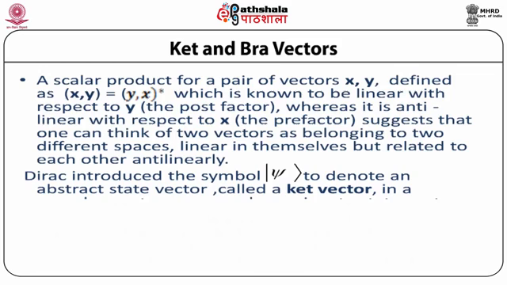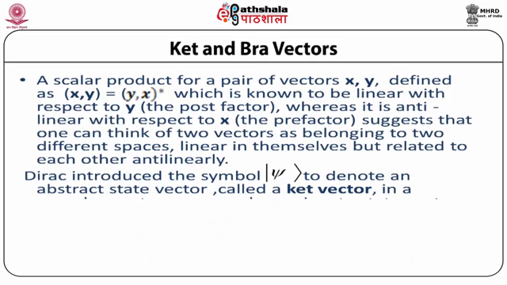Now Dirac introduced the symbol psi ket. So the symbol that is given over here is called the ket, and psi ket is basically a ket vector to denote an abstract state vector, and this is called the ket vector in a complex vector space.